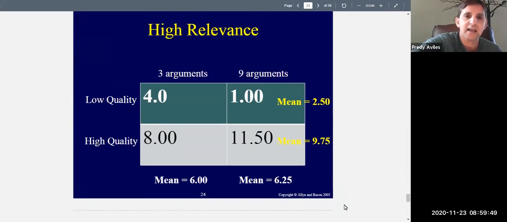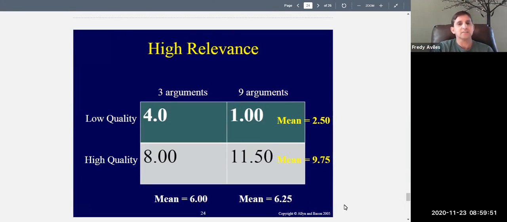You can also see it with the table. Compare 4 and 8. The difference there is 4. And then 1 and 11.5. The difference there is 10.5. Much larger difference under 9 arguments. So there's an interaction between quality and argument length.